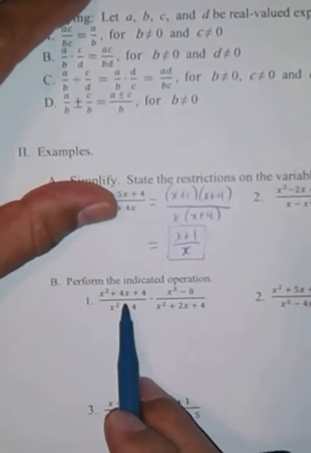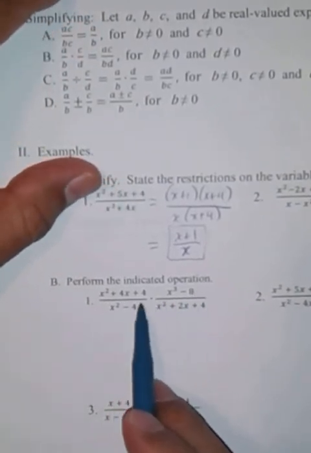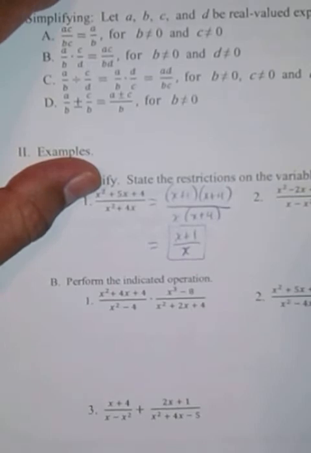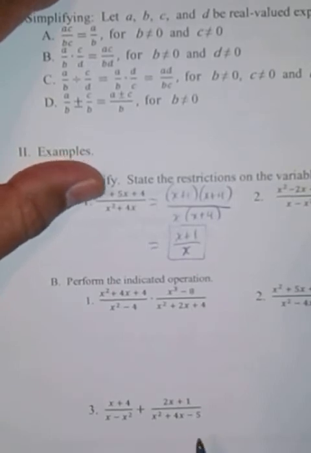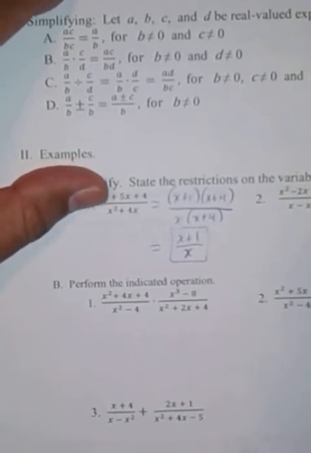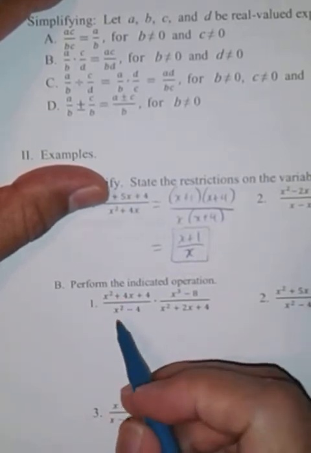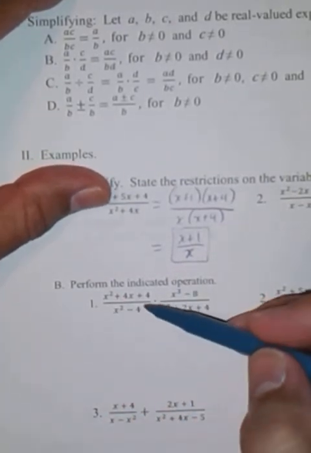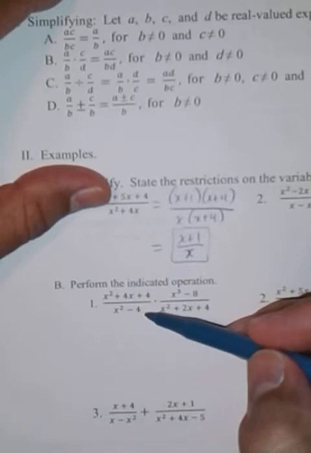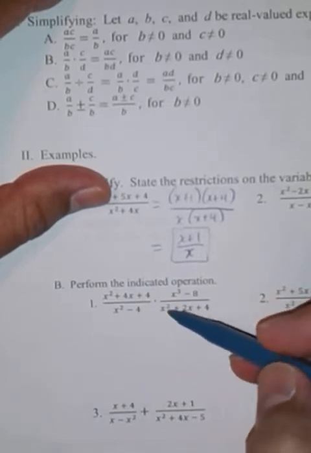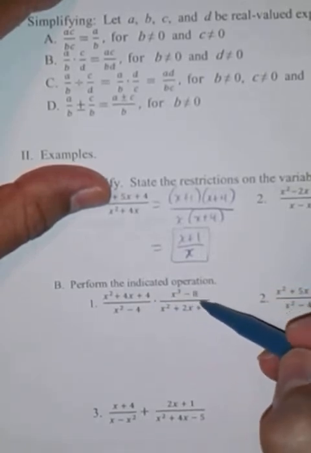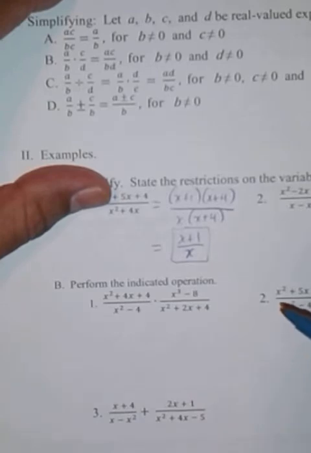So, how do we multiply? Well, you multiply the top times the top, bottom times bottom. However, to be able to reduce, we don't want to do that multiplication. We actually want to factor everything first. So the first fraction is x squared plus 4x plus 4 over x squared minus 4. This is example 1. Times x to the third minus 8 over x squared plus 2x plus 4.